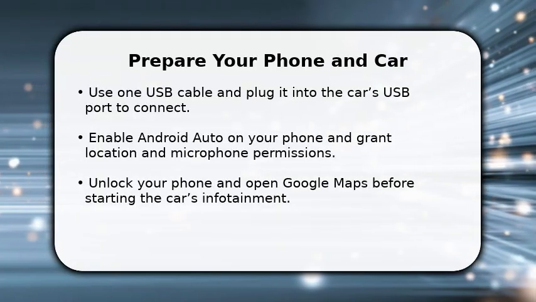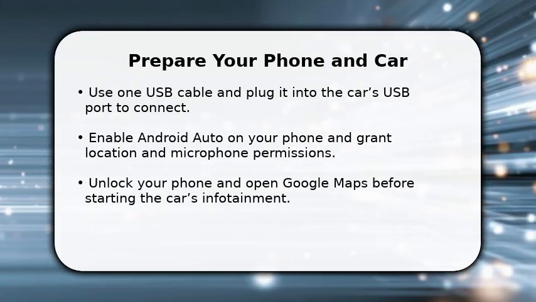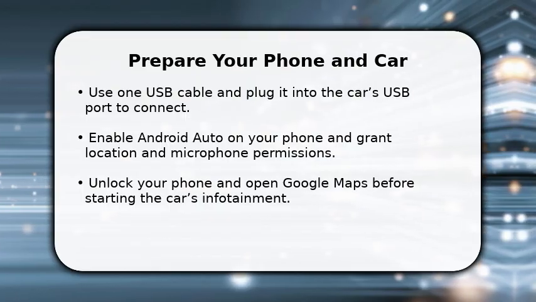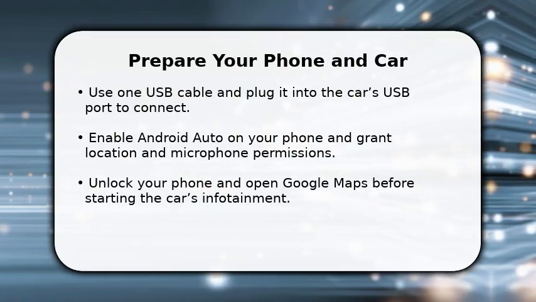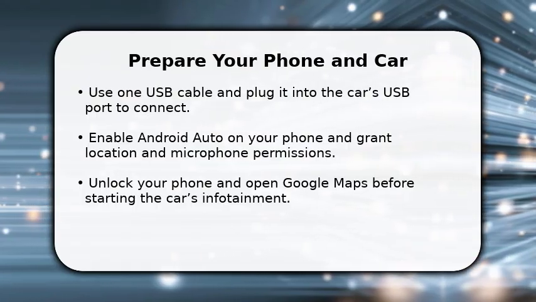Use one USB cable and plug it into the car's USB port to connect. Wait for the infotainment system to detect your phone and show the Android Auto prompt. Enable Android Auto on your phone and grant location and microphone permissions when asked.